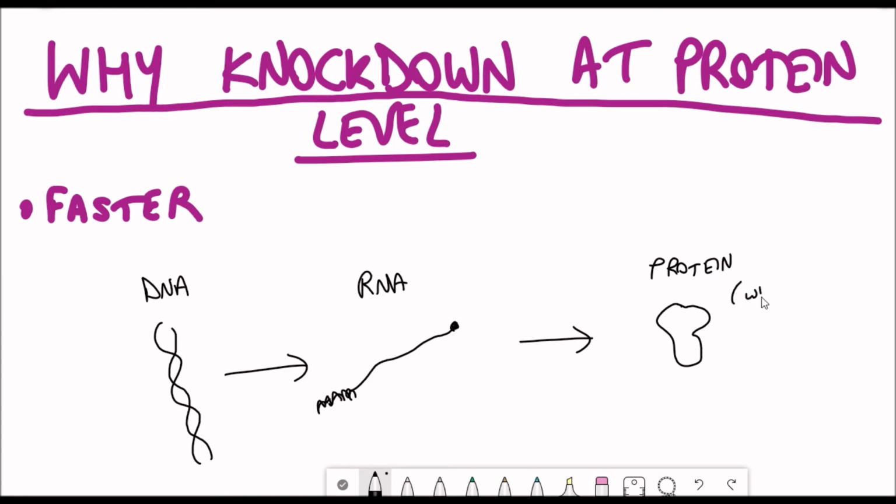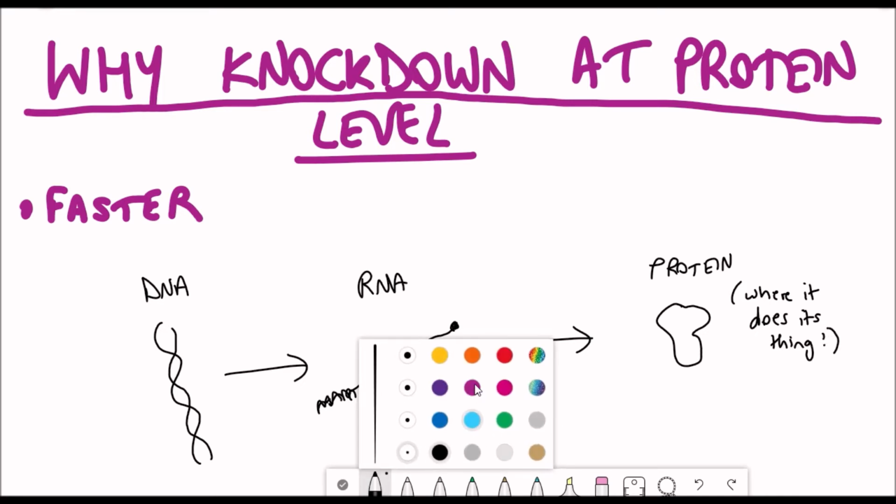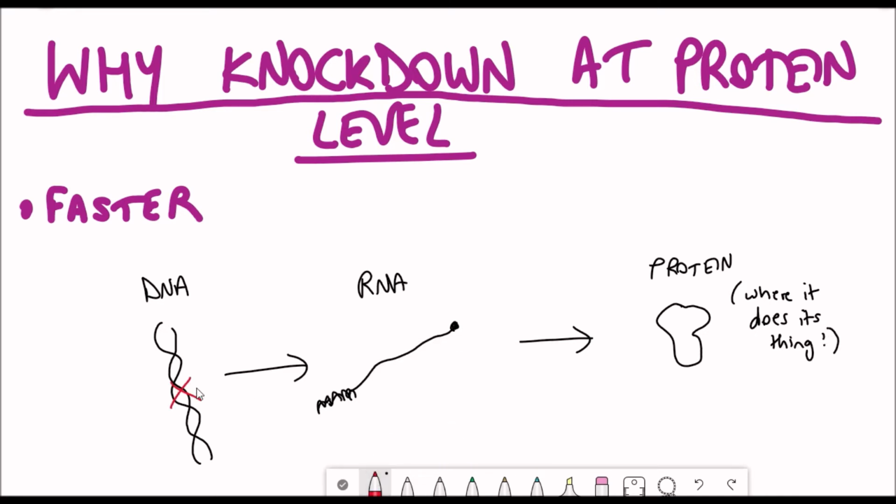Firstly, it's faster. If we want to suddenly get rid of a protein at the protein level, we can get rid of it pretty fast depending on the system. But if we delete the gene or knock down the mRNA levels, we'd have to wait for the protein already present in the cell to get degraded and deplete before we see a global depletion based on preventing the transcription or the translation of the protein.